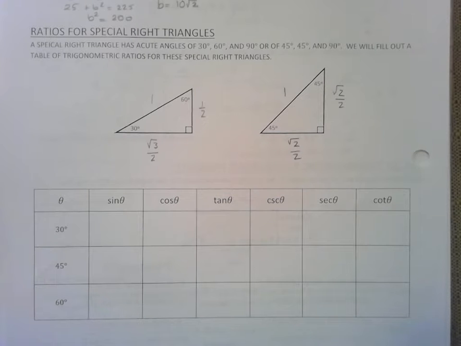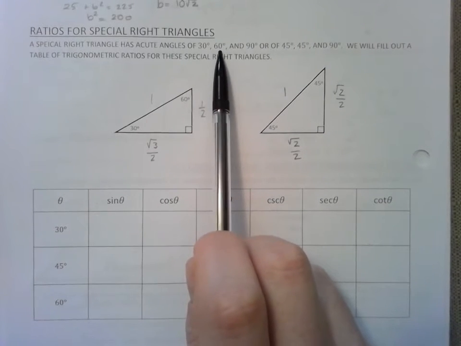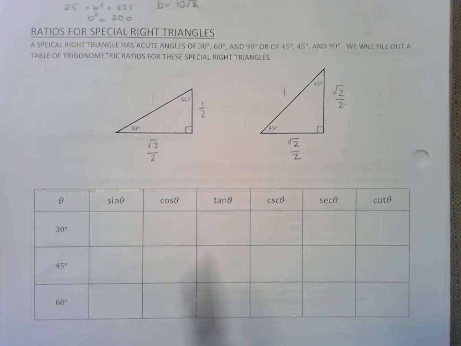What are special right triangles? Not every triangle is a special right triangle. Special right triangles have acute angles of 30, 60, or 45 degrees and of course a 90-degree angle in them. These are special because their ratios are always the same, they're easy to remember, and they're useful for doing a lot of computations.